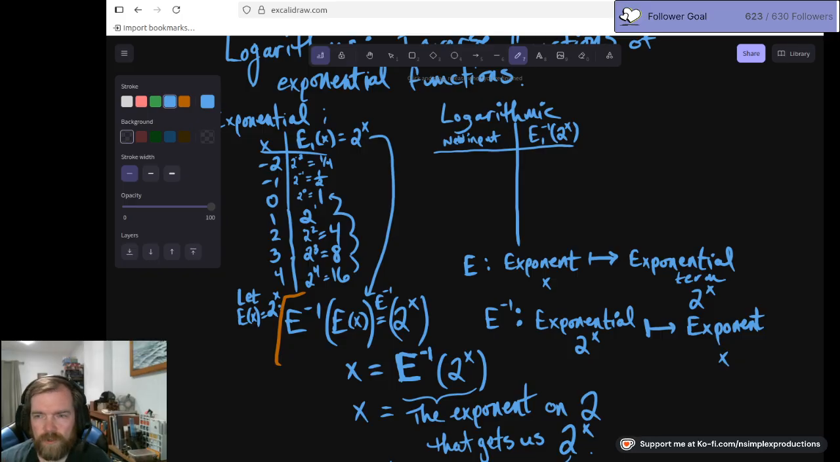Which is going to look like 2 to the x from before. Alright, so we get 1/4, 1/2, 1, 2, 4, 8. And then our outputs are going to be the inverse function values of -2, -1, 0, 1, 2, 3.